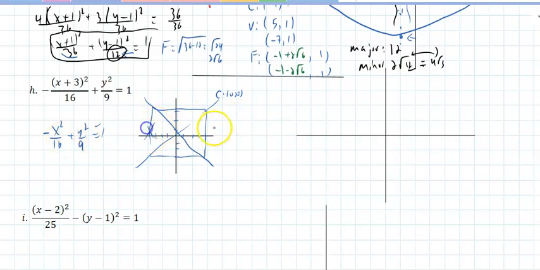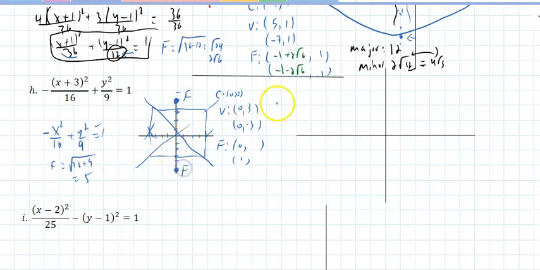Since the negative is in front of the x, I know the vertices are at 0, 3, and 0, negative 3. Foci: square root of 16 plus 9, that's square root of 25, that's 5 units. 1, 2, 3, 4, 5. So that is at 0, 5, negative 5. Very good. And the asymptote: y equals the rise, which is 3 units, over the run, x.